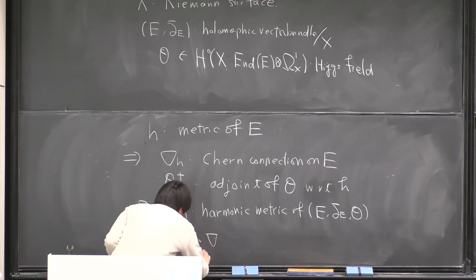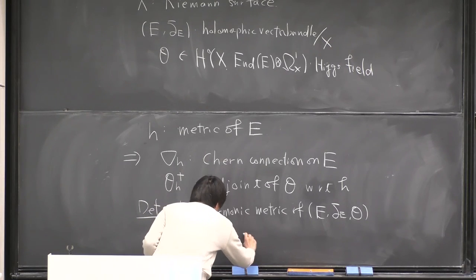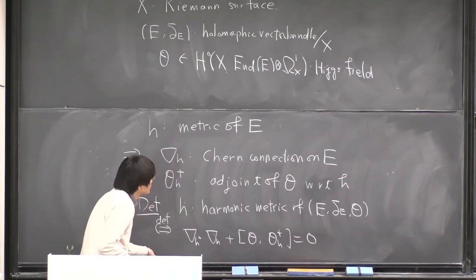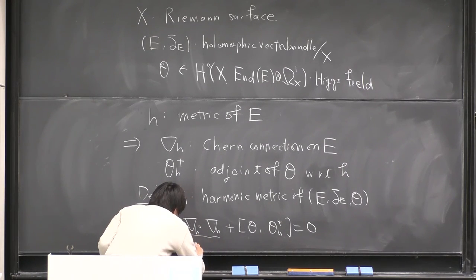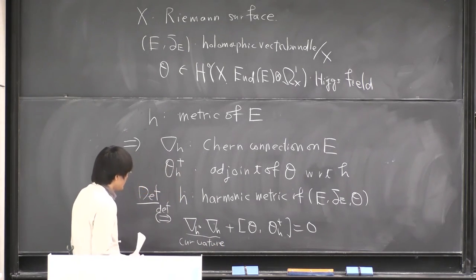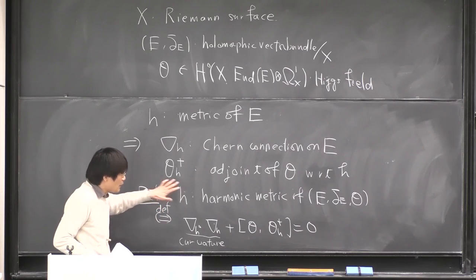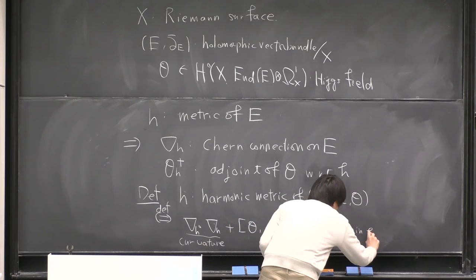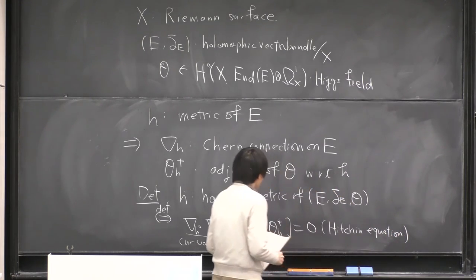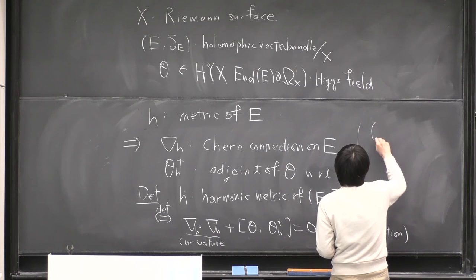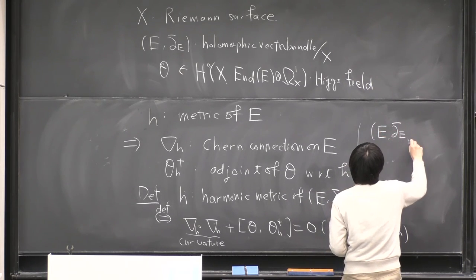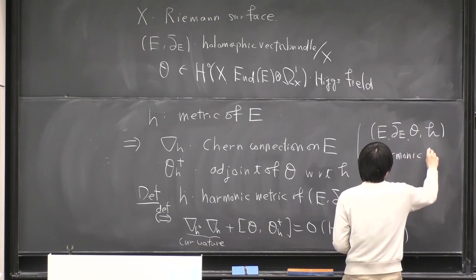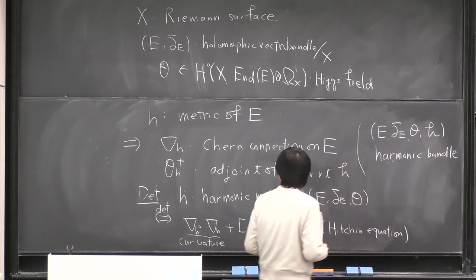if the sum of the curvature of the Chern connection and the bracket of the Higgs field and its adjoint is zero. This is the curvature of the Chern connection. If this condition is satisfied, the metric is called a harmonic metric of the Higgs bundle, and this condition is called the Higgs equation. In this case, the Higgs bundle with a harmonic metric is called a harmonic bundle. So this is the definition of a harmonic bundle.